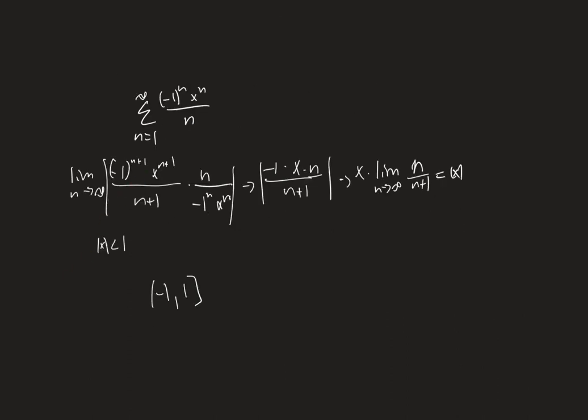This question is asking us to find the interval of convergence for this power series. So you would do the limit as n approaches infinity of a sub n plus 1 over a sub n. When you finish doing this, you get x times the limit of n over n plus 1, which is equal to x. So the absolute value of x has to be less than 1 for it to converge, meaning that the interval of convergence is from -1 to 1.